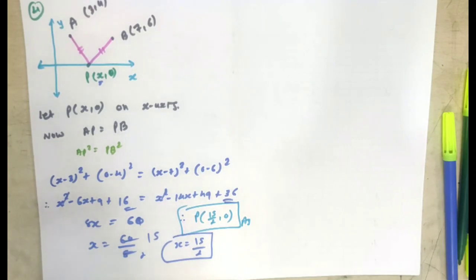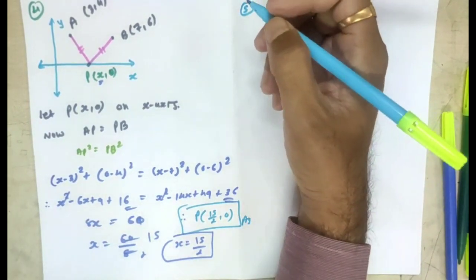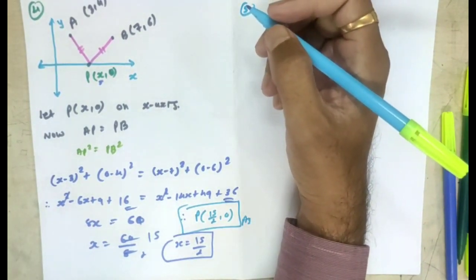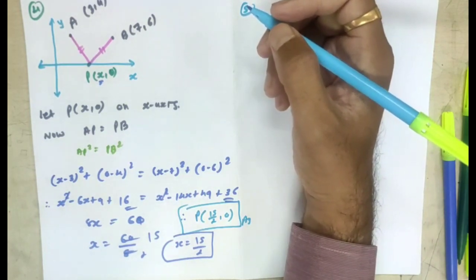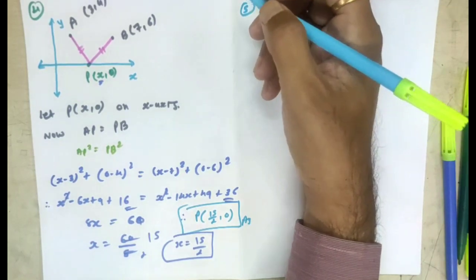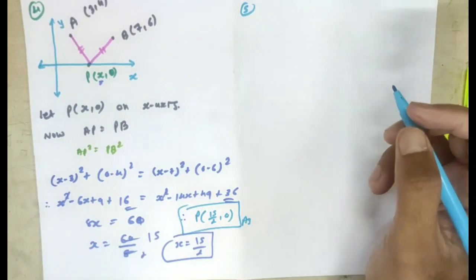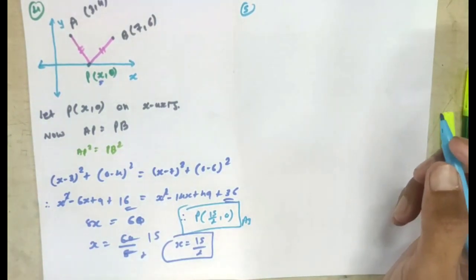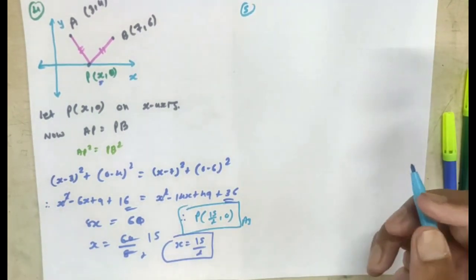Question number 5. Here you have to find the slope of the line. Find the slope of the line which passes through the origin and the midpoint of the line segment joining the points P 0, minus 4 and B 8, 0. So here we have to find the slope of the line, that line passing through the origin and the midpoint of the line segment joining the points 0, minus 4 and 8, 0. If you look at the diagram, you will understand.